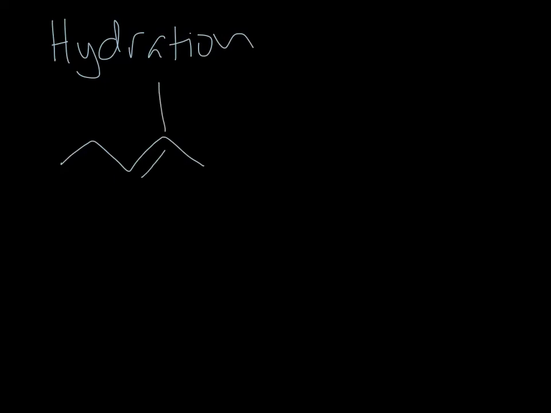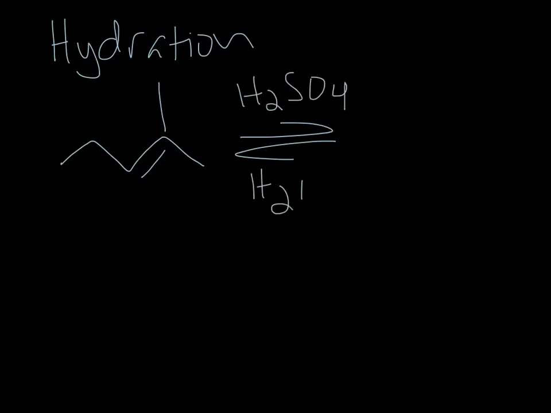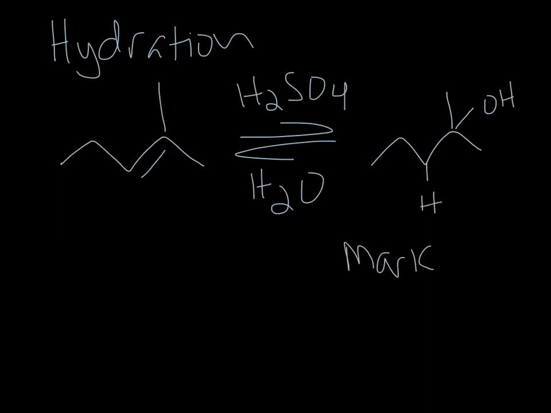So let's look at a mechanism here. If we're going to do hydration, we're starting with the alkene and adding water. So let's start with this alkene, and we're going to add H2SO4 and water. What you might also see is H2SO4 dilute, just meaning it's an aqueous solution that's been diluted down. Now the product of this reaction is going to be a Markovnikov addition of water. So you're going to see the alcohol on the more substituted side, and that has to do with the mechanism, which we'll do on the next slide.